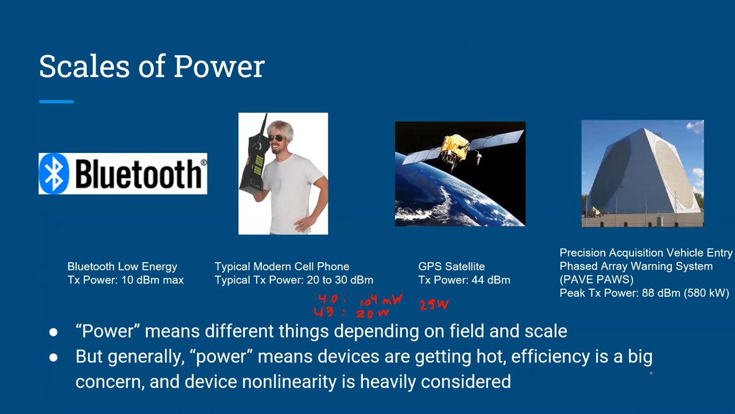And the other thing is, in order to achieve high efficiency, which we'll see, we have to enter the nonlinear region of devices, which is something you just can't get around usually. And we'll see how that comes about. So any questions on all that?